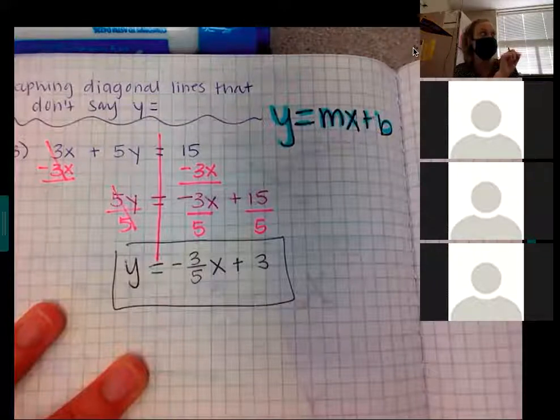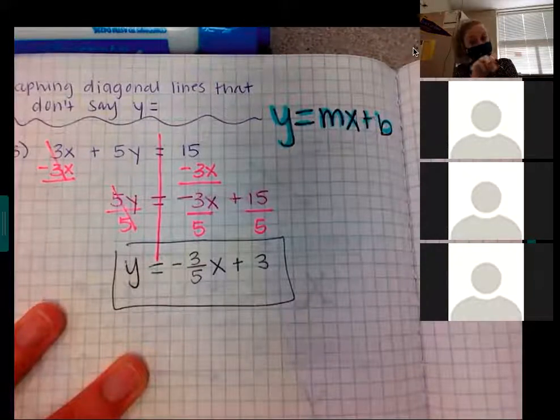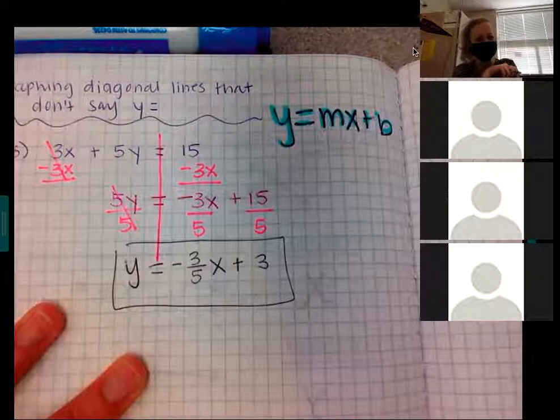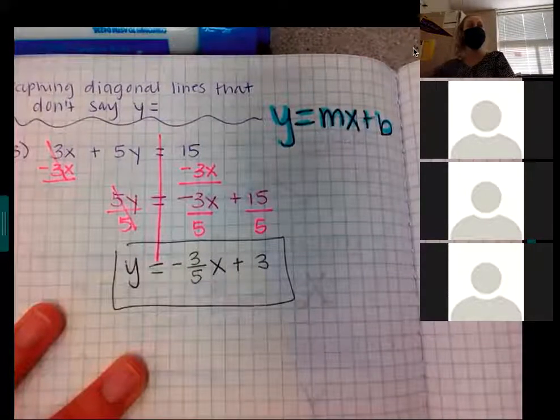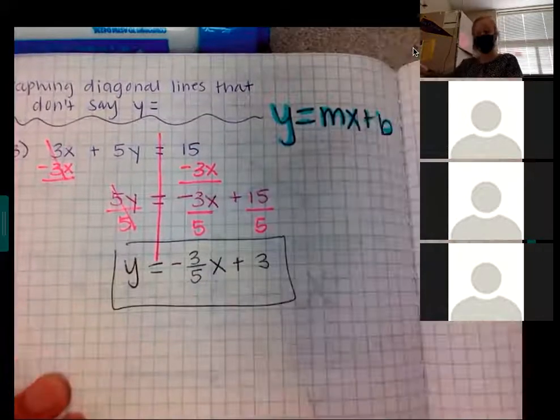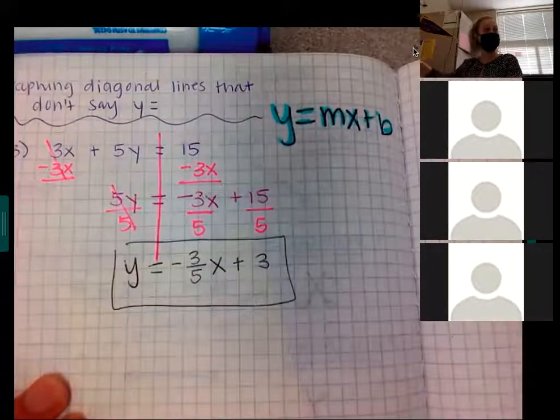We got y by itself. So now, do we know how to graph this? I'm not going to make y'all graph it unless you want to. Can we do it together? Does that work for y'all? Is anybody still copying?